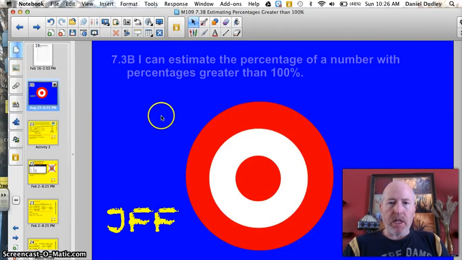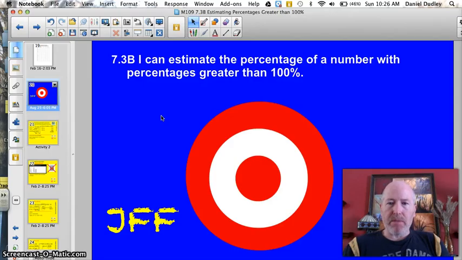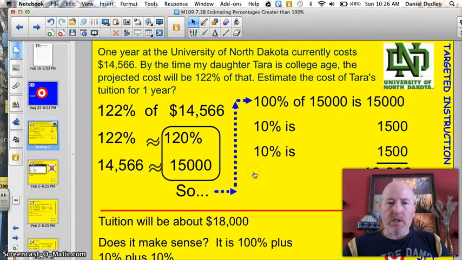Alright, officially then it is 7.3b. I can estimate the percentage of a number with percentages greater than 100%. Here's a problem to start with. 1 year at the University of North Dakota currently costs $14,566. By the time my daughter Tara is college age, the projected cost will be 122% of that. Estimate the cost of Tara's tuition for 1 year.